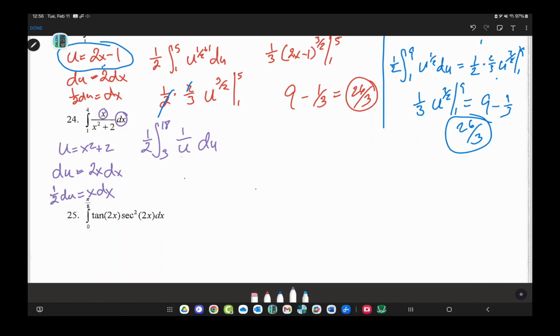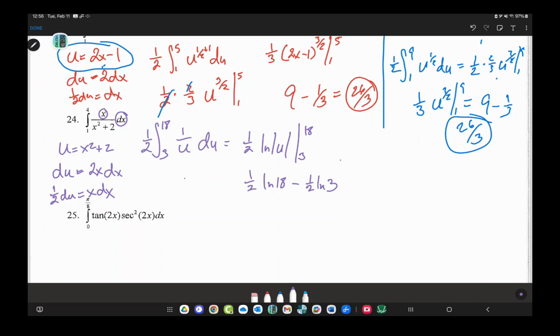So, again, the integral of 1 over u is the natural log of the absolute value of u. Now, in this case, I don't need the absolute value. Why do I not need the absolute value? Yeah, my bounds are all positive, from 3 to 18. So you get 1/2 natural log of 18 minus 1/2 natural log of 3. And I'm just going to leave it like that.